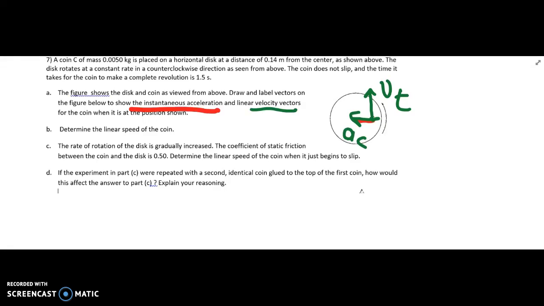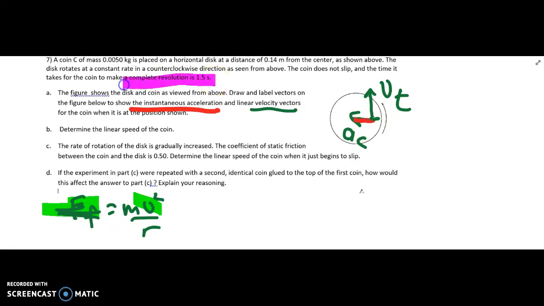Now, what a lot of people may want to do is do F net, which the force holding it is friction, equals mv squared over r. Problem is, I don't know the force. I don't know the force, and I don't know the velocity. I have two unknowns, can't solve it that way. So maybe go back and look up here and see what we're given. I need to see if I have a distance and a time.